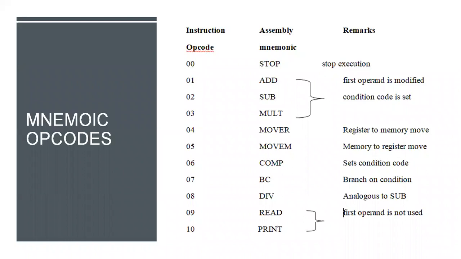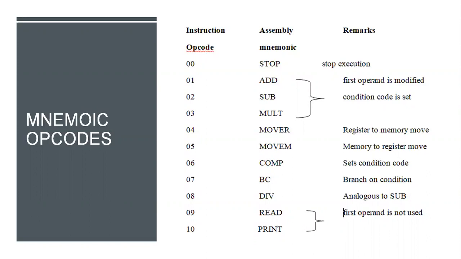Second is 01, add. 02 sub, 03 mult. So these are the second, third, and fourth instruction of code. What are these doing? First operand is modified and condition code is set. Now what is this condition code? Condition code is nothing but an indicator that a particular register is occupied. And what these particular instructions, add, sub, mult, are doing is modifying the first operand. That means the first operand will be updated with the operation which is given by the mnemonic.